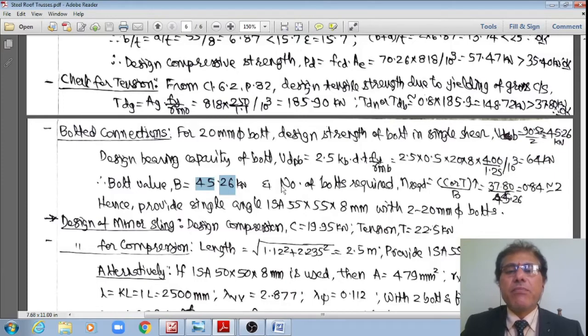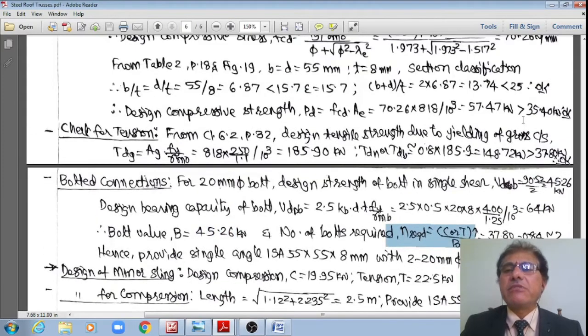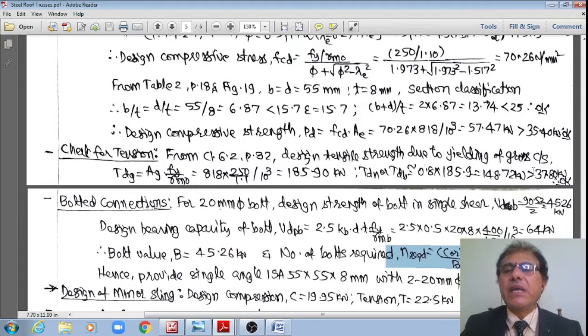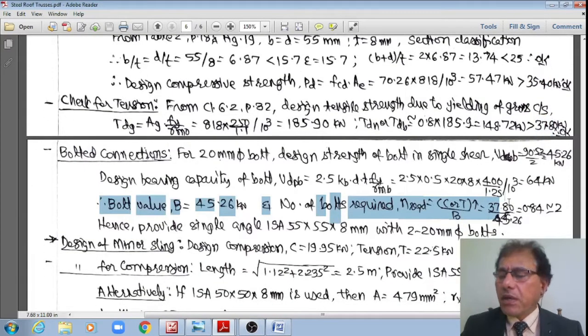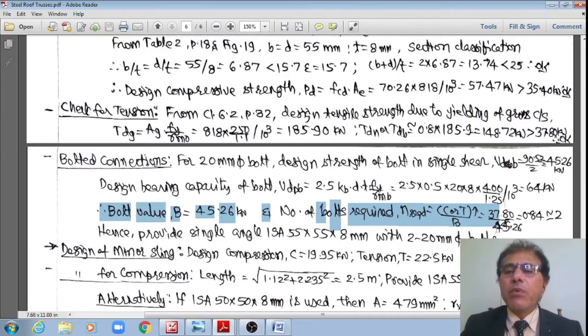Therefore, the number of bolts required, N req, is equal to either compression or tension, whichever is maximum. Out of these two, compression is 35.4 and tension is 37.8. Therefore, tension is maximum, so I am recalling that as the design force for the calculation of the number of bolts: 37.8 divided by the bolt value 45.26 works out as 0.84, but nevertheless we have already assumed that as fixed.